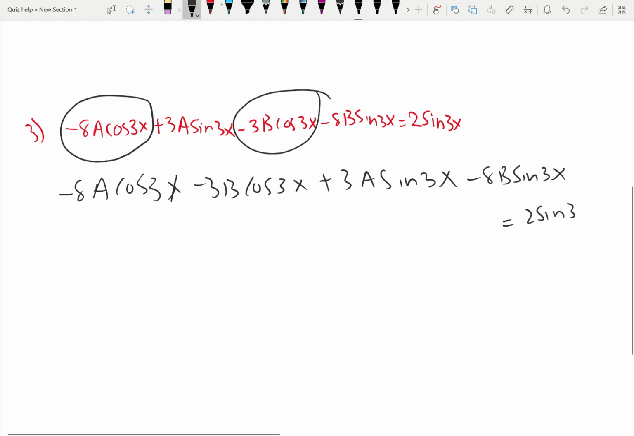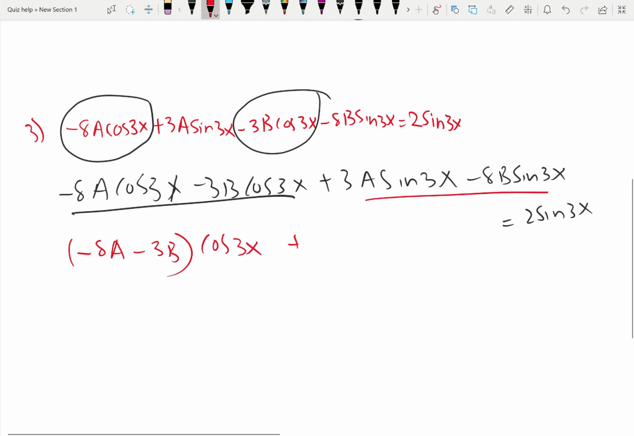Okay. All right. So now here I can factor out a cosine term. So negative 8a minus 3b cosine 3x. Yes, this is a very good example. Now let's factor out a sine 3x here. Why do we factorize? Because there are two similar type of terms. So we can get one when we factor out, so that we can compare coefficients nicely, right? So this is equal to the right.